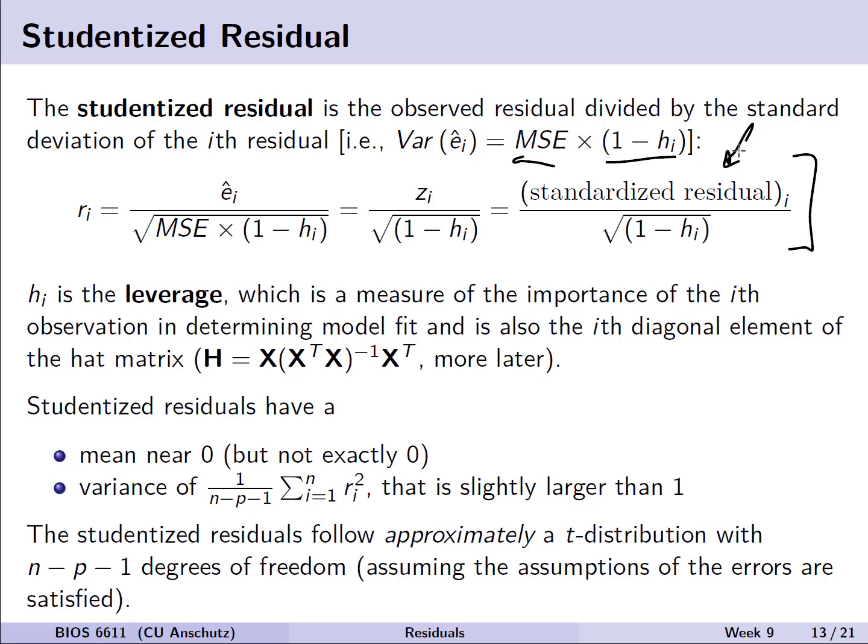Studentized residuals have a mean near zero, but not exactly zero, and also have this variance formula here, which will be slightly larger than 1. So we're not quite fitting, again, that standard normal distribution anymore, nor is it exactly following a t-distribution, but it does approximately follow that t-distribution with n minus p minus 1 degrees of freedom.